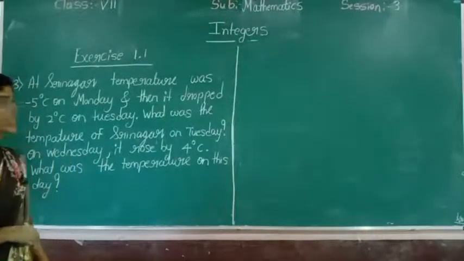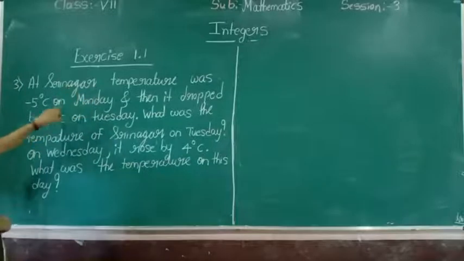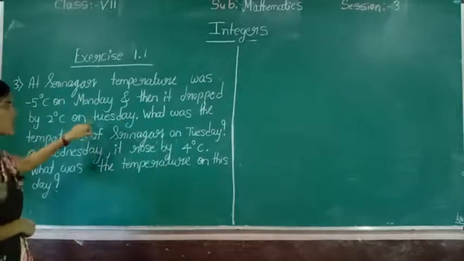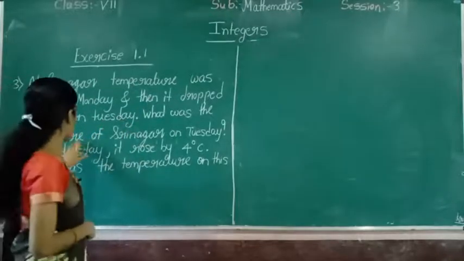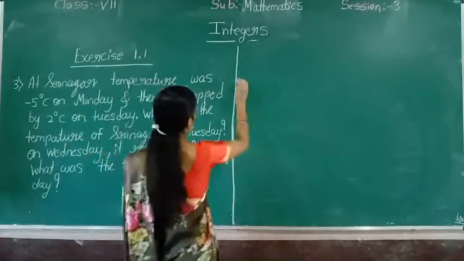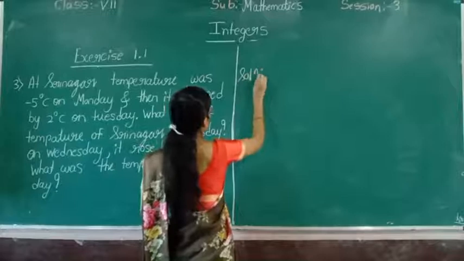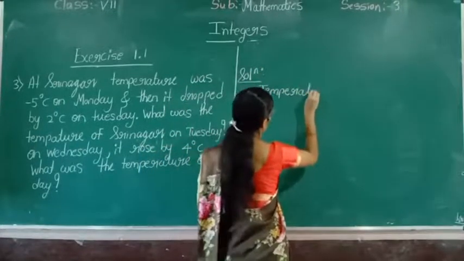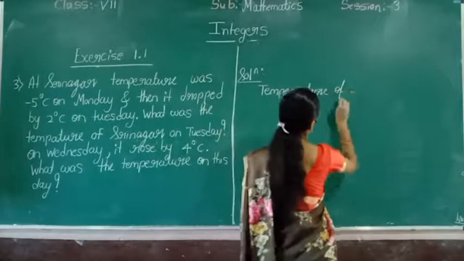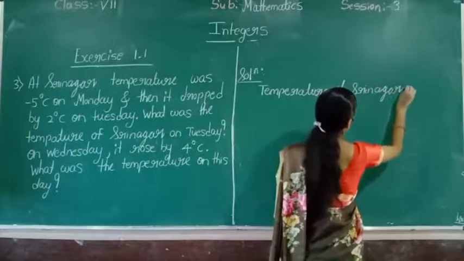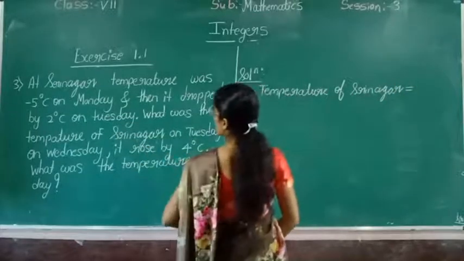Now students, see the third question. At Srinagar temperature was -5 degrees Celsius on Monday and then it dropped by 2 degrees Celsius on Tuesday. What was the temperature of Srinagar on Tuesday? What they have given? They have given temperature of Srinagar. See here, what is the temperature of Srinagar?